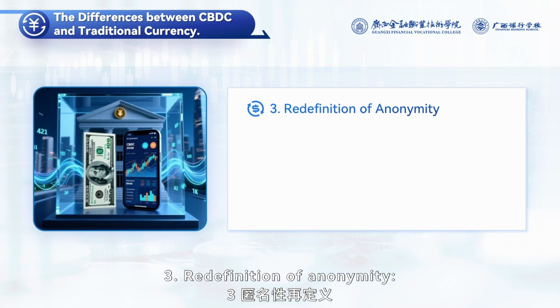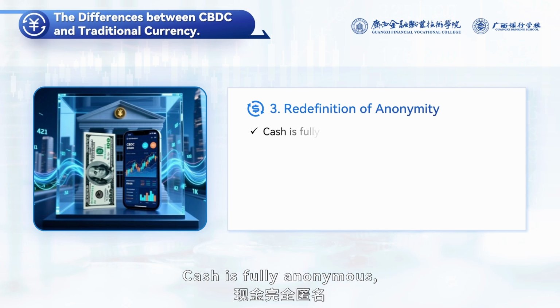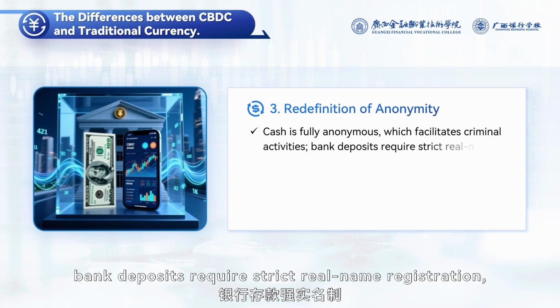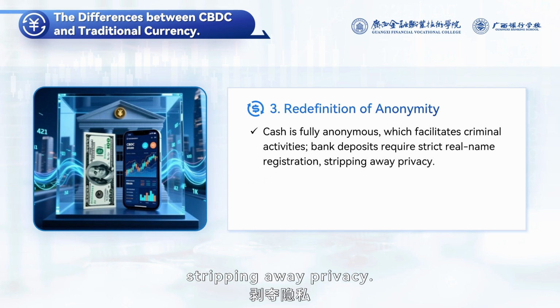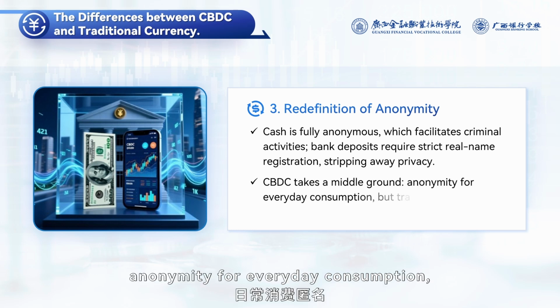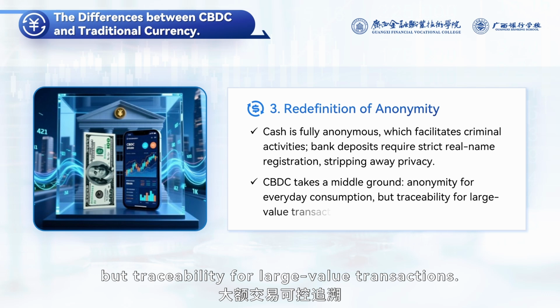3. Redefinition of anonymity. Cash is fully anonymous, which facilitates criminal activities. Bank deposits require strict real name registration, stripping away privacy. CBDC takes a middle ground. Anonymity for everyday consumption, but traceability for large value transactions.